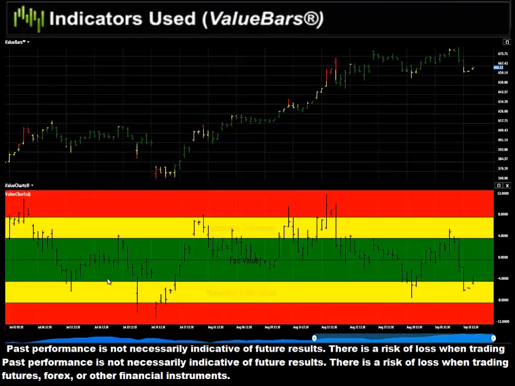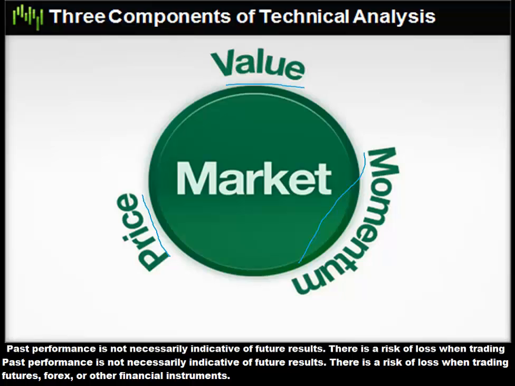Okay, just want to first mention the nature of value charts. Value charts are designed to provide an objective evaluation for the current price based on real past prices within a specific analysis period.